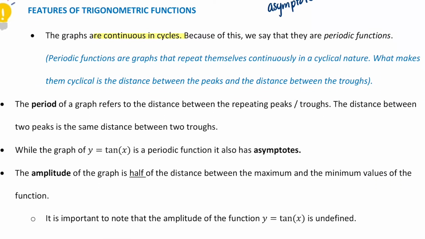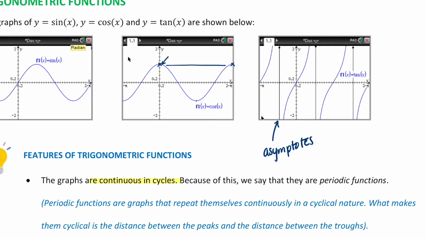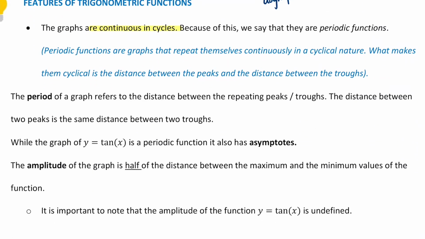The amplitude of a graph is half the distance between the maximum and the minimum values of a function. So if we come back to, let's say, the sine graph here, the amplitude is basically the distance between the axes there and the maximum. And that distance is exactly the same as the distance down here. And the same goes for our cos graph as well. Now our tan graph doesn't actually have an amplitude, and that's because the amplitude of the tan function is undefined. And the reason it's undefined is because there's no maximum or minimum value.